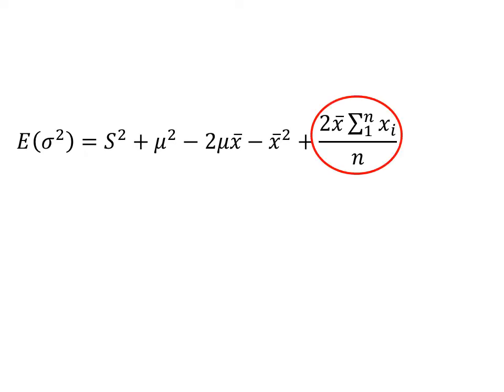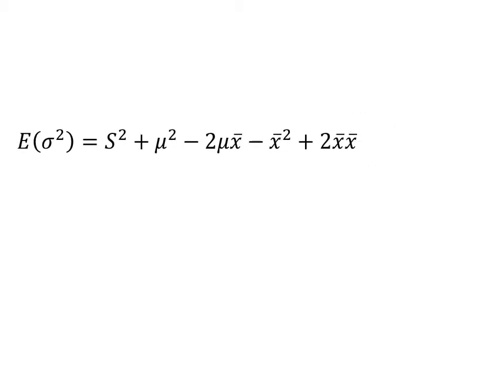In the fourth fraction, 2x bar can be taken out of the fraction, but that leaves us with sum of xi divided by n. And the sum of xi divided by n is simply the mean of x. So we can replace the sum of xi divided by n with the mean of x. That leaves us 2 times x bar times x bar, or 2 times x bar squared. We can go even further. Notice that the final two terms, negative x bar squared plus 2x bar squared, reduces to plus x bar squared.